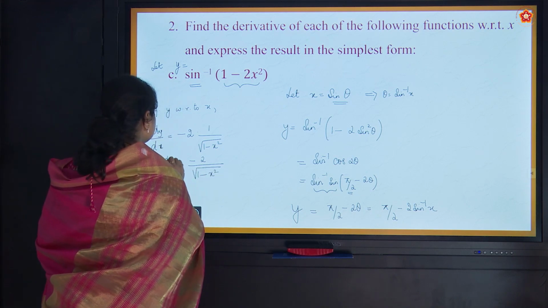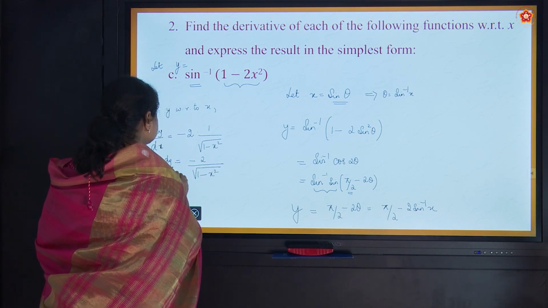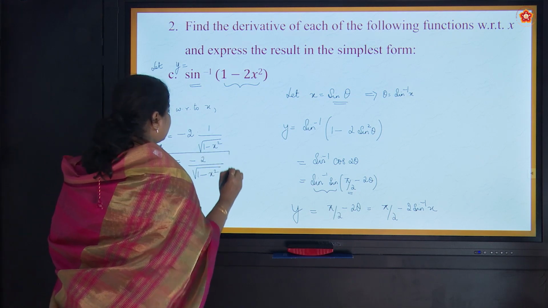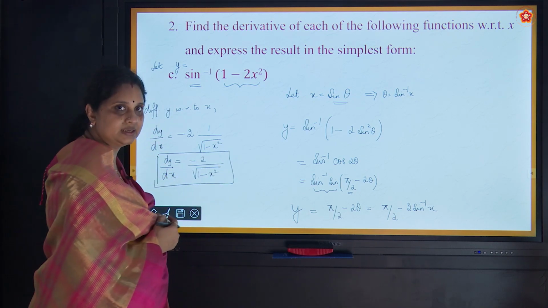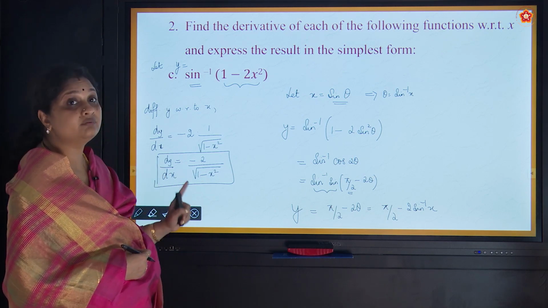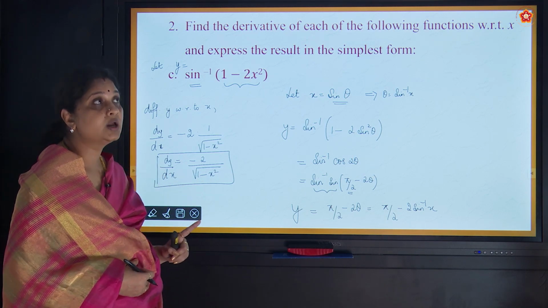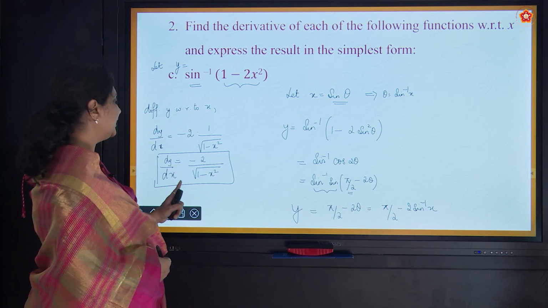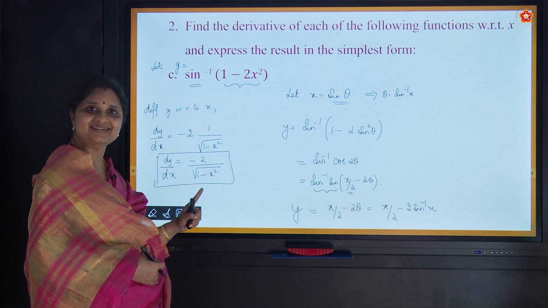And I've reached it in a very simple way, in one single step, after rewriting y according to my convenience. So as I told you, if you observe, all your inverse trigonometric functions on differentiation give you an algebraic function. Am I right?